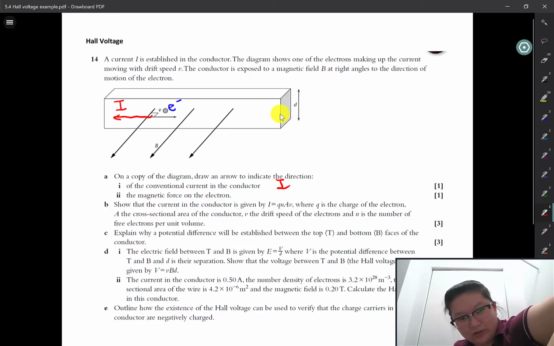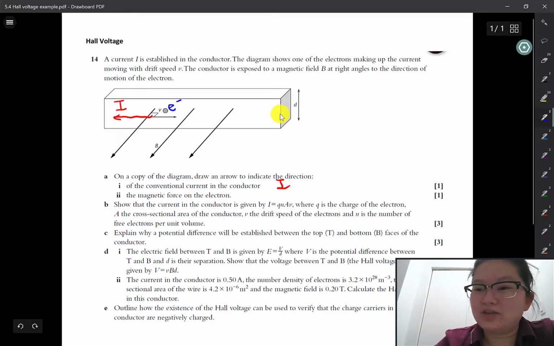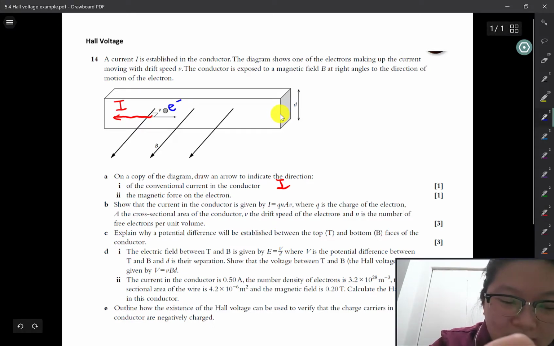Yeah, so it looks like the magnetic field is gonna push these electrons to the top. So the direction of the magnetic force, I'm gonna use green, is going to be to the top of this conductor. So that's gonna be Fm for me. Then I'm gonna write that down here just to show what it is.